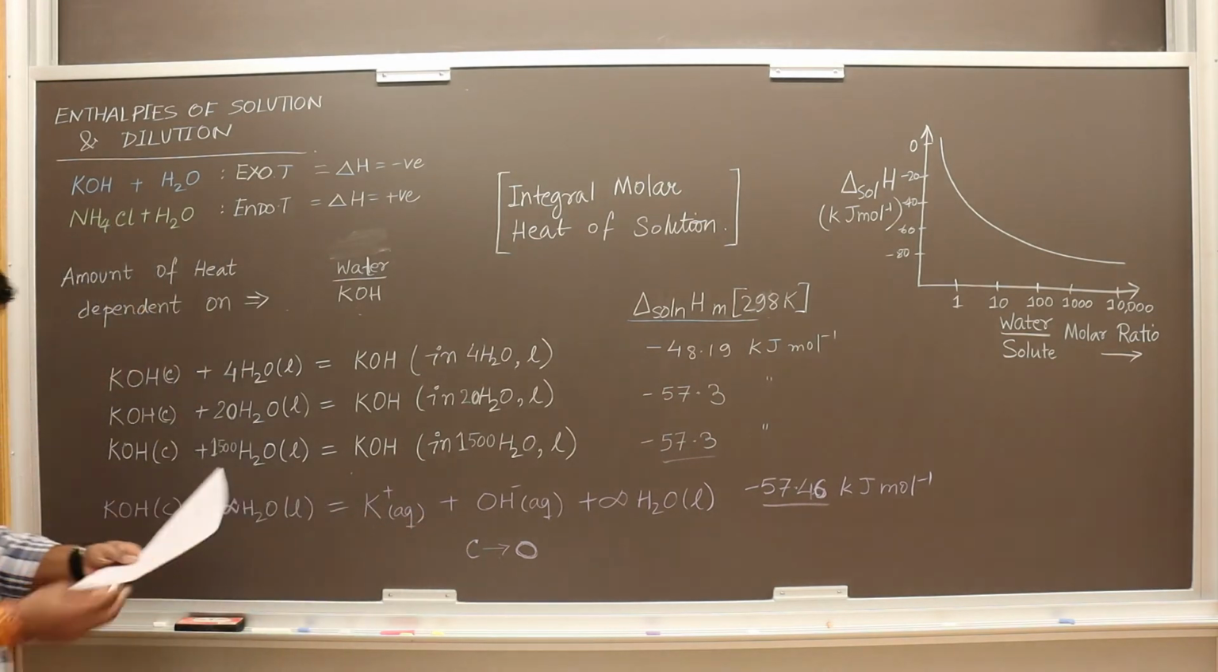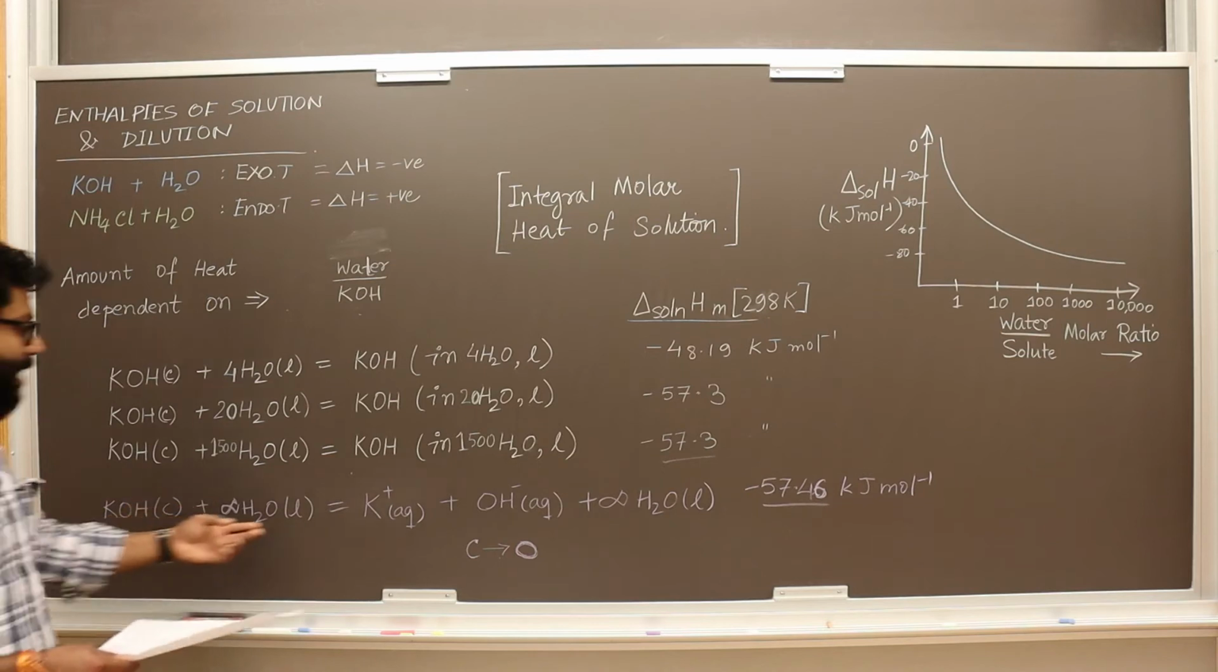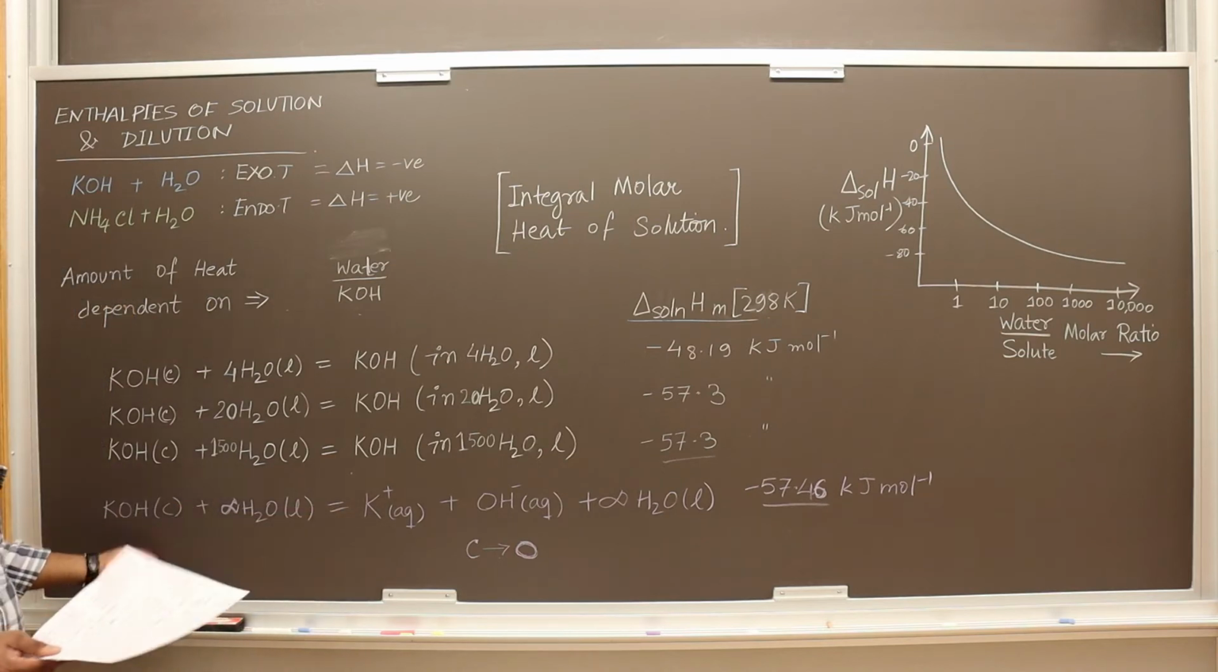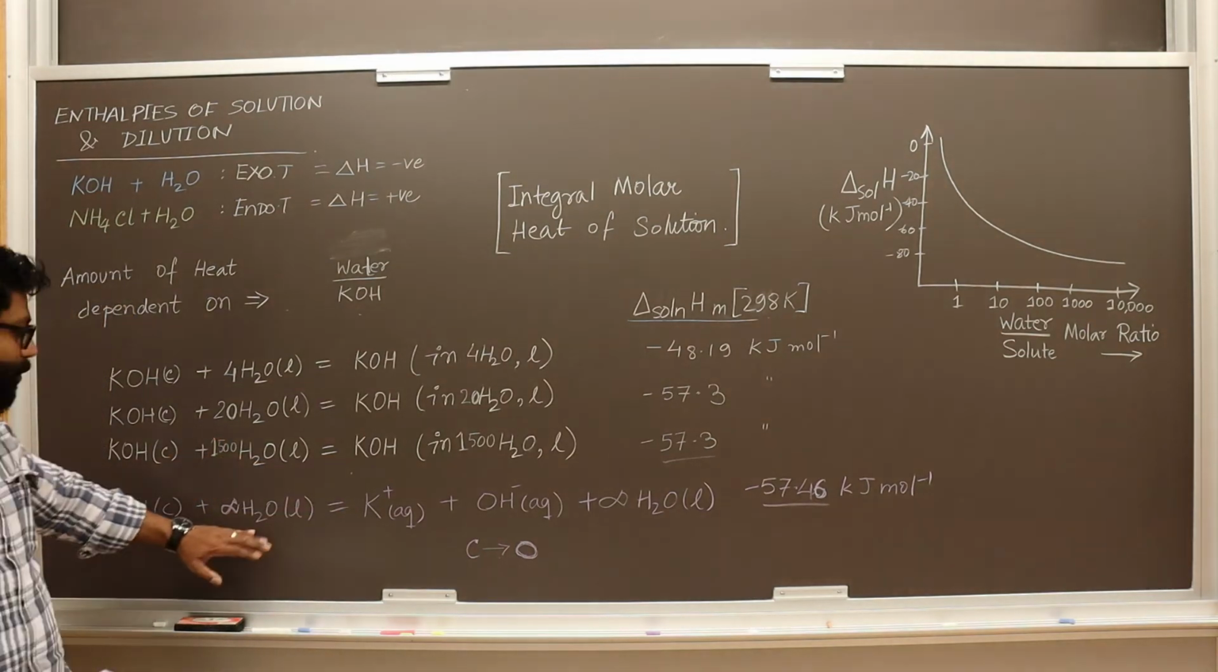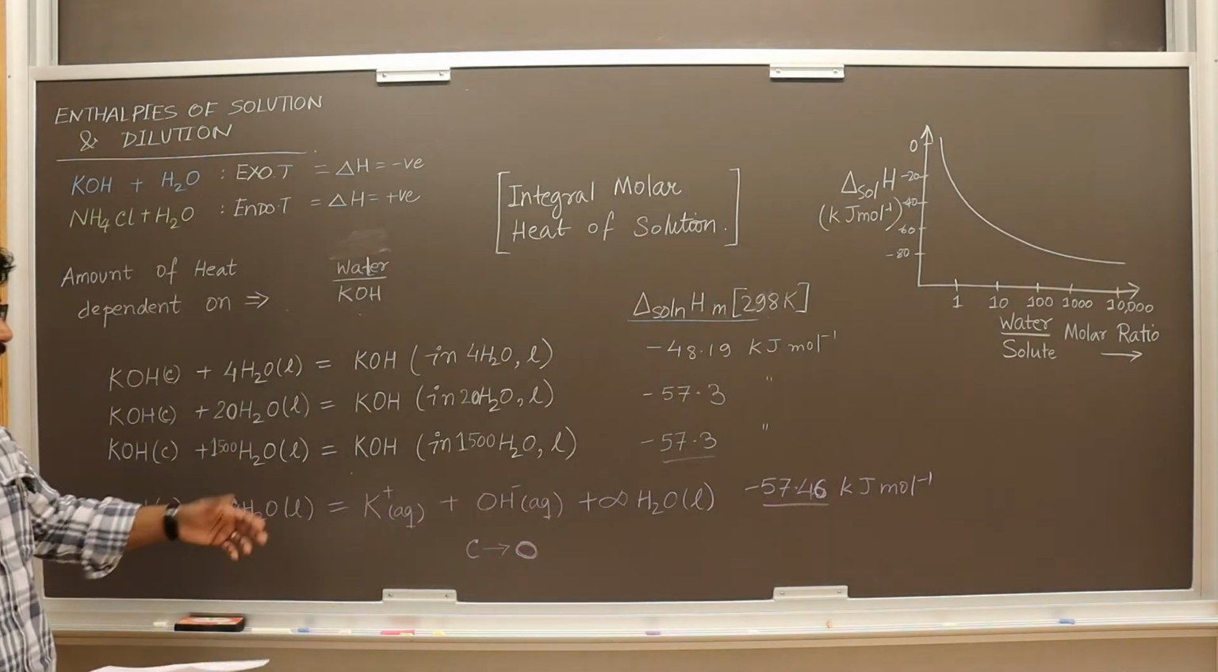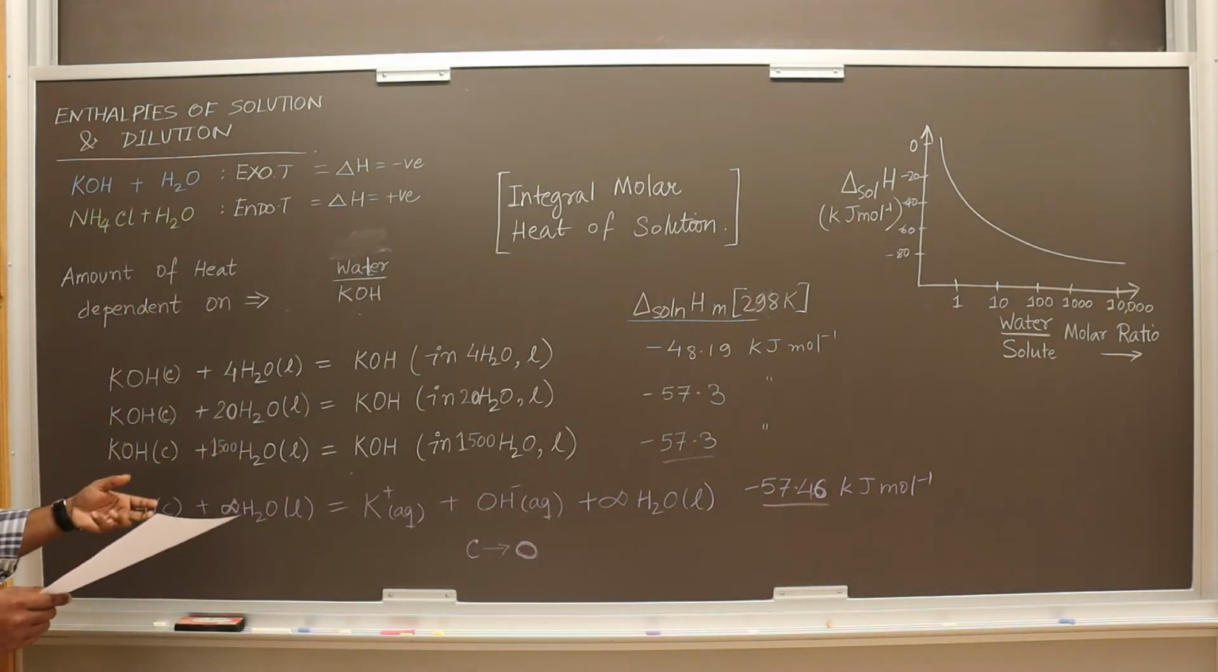Now in this case, what are the things that are happening? Now KOH is being dissociated into K plus and OH minus, right? You have water on both sides to represent that it is an infinite amount of water, okay?